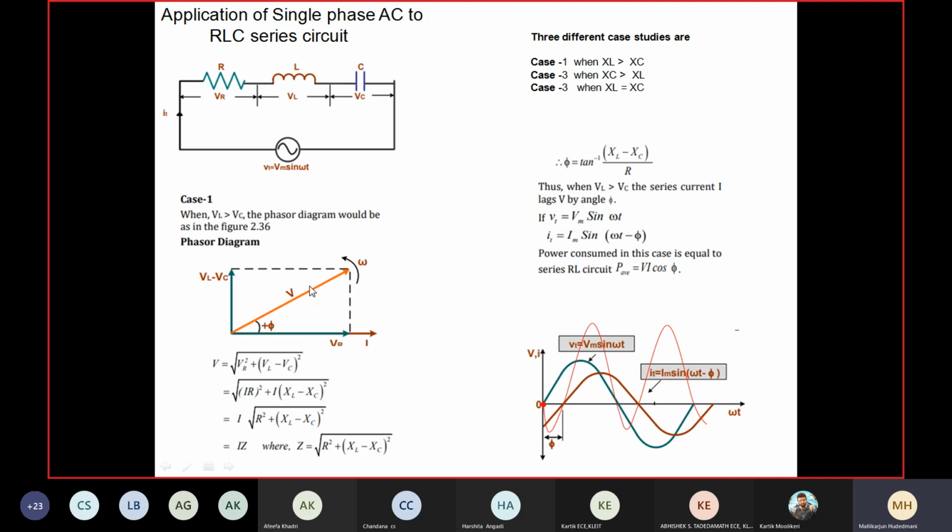It means the current is lagging behind the voltage. Why is it so? You can see the case study is what? XL is dominating over XC. The circuit is more inductive. When it is more inductive, the current must lag. That is the concept. I is behind the value V by the value phi. Therefore, the typical expression for the current in this circuit would be Im sin omega t minus phi.